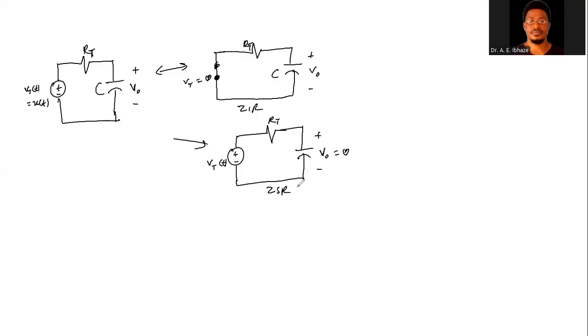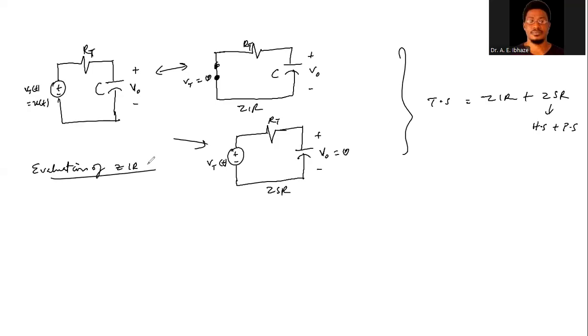So these are the two circuits we will now have to resolve. And we know that our total solution is the same as the zero input response plus the zero state response, where the zero state response is the sum of the homogeneous solution and the particular solution. So let us begin with the evaluation of the zero input response.